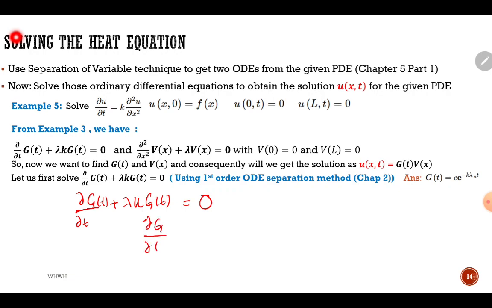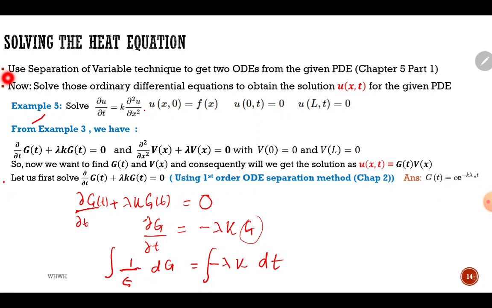So now we have dG/dt equals, I want to separate t and G, so we have negative lambda k G. Then G can be brought to the left side, so we have 1 over G dG equals negative lambda k dt. You can see we have separated G and t just like our first order separable method. If you are unsure, you can refer back to chapter 2. So we introduce integration on both sides. 1 over G with respect to G, we integrate, we get ln G.